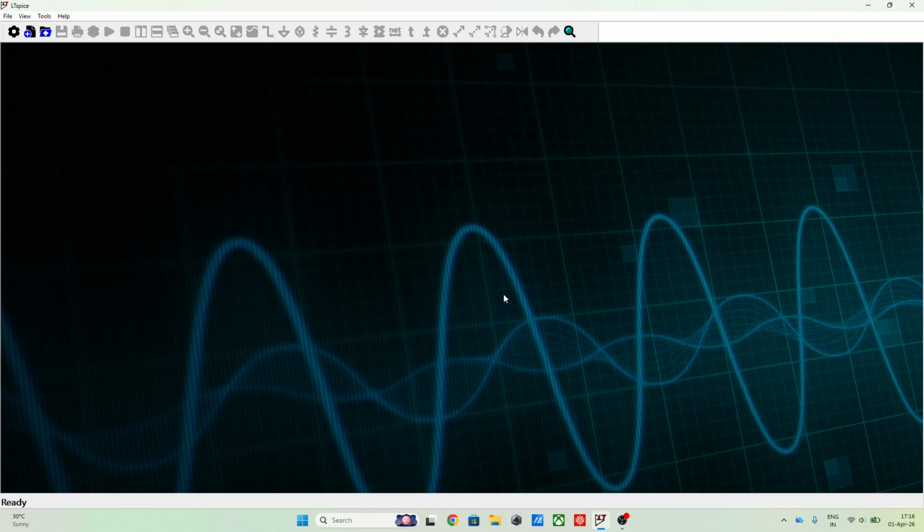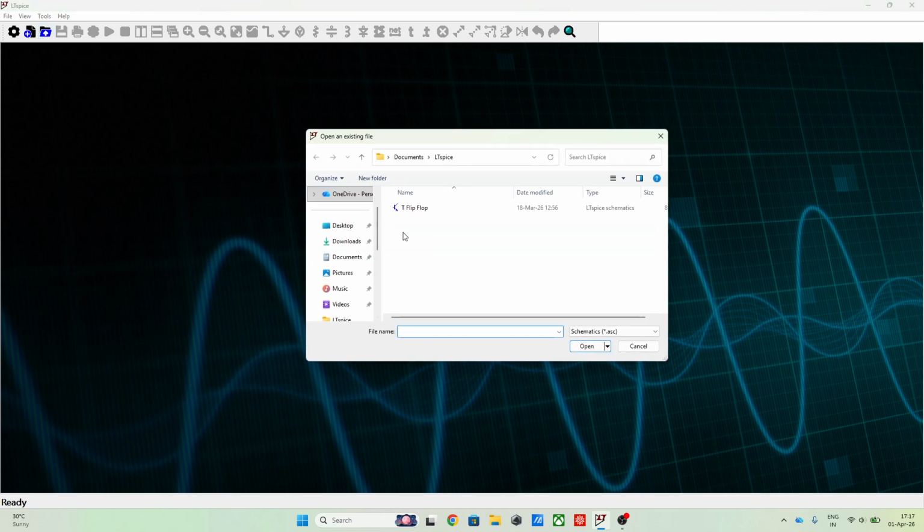In this video, we are going to see the simulation of positive edge triggered T flip-flop with synchronous active high reset on the software LTSpice. So let us get started. Click over here. I have already made the schematic of the T flip-flop, so I'll open it.